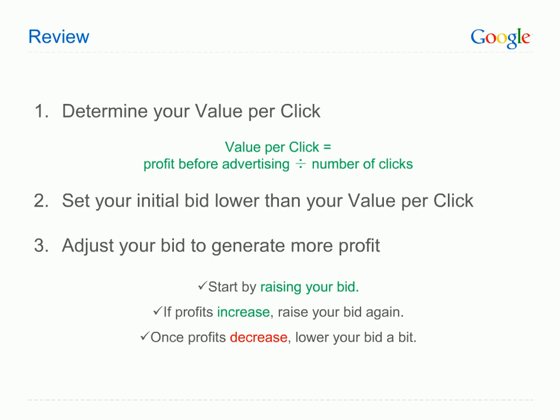But if you find that your profits decrease, lower your Max CPC bid until you find the bid that makes the most profit. Adjusting your bids is an ongoing process, and you may occasionally need to check whether your Max CPCs are at the most profitable level.